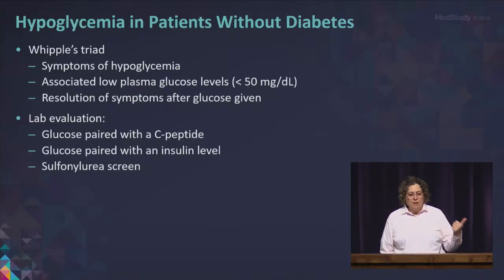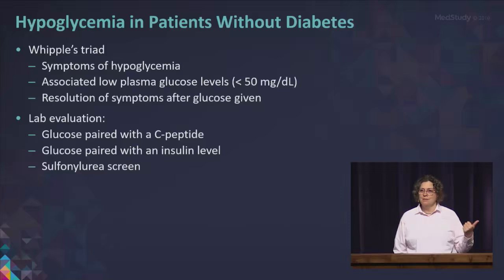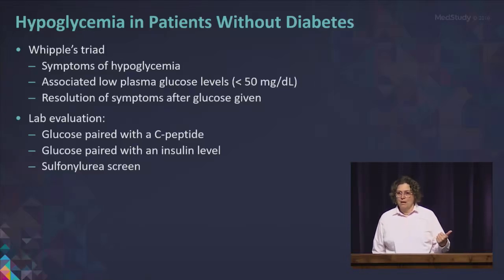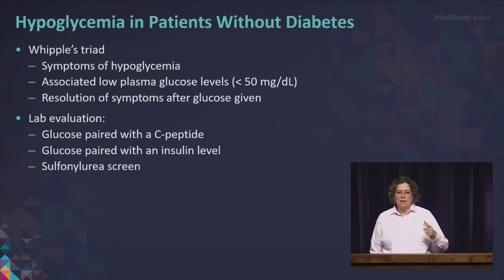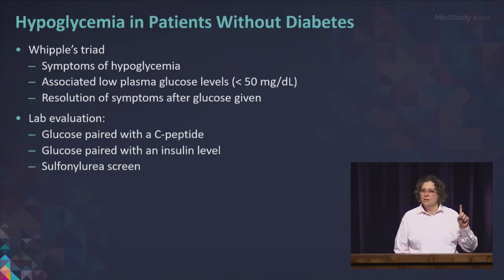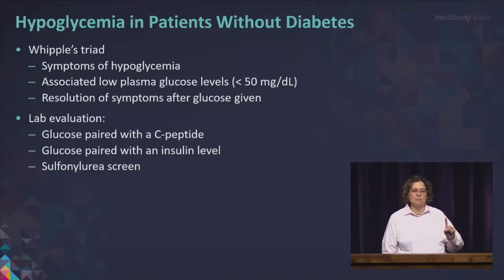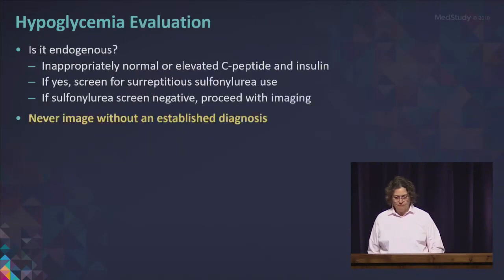So the moment I pair my glucose with a C-peptide and insulin level and I find out that it is endogenous, meaning neither are suppressed, then I want my sulfonylurea screen. It's going to take a week to come back, and it is going to be a long week, but I am doing nothing despite the patient wanting imaging, despite my fellows wanting imaging, nothing. We sit, we lay low until I get back my sulfonylurea screen. Then if it's negative, we get to go on to the next step.